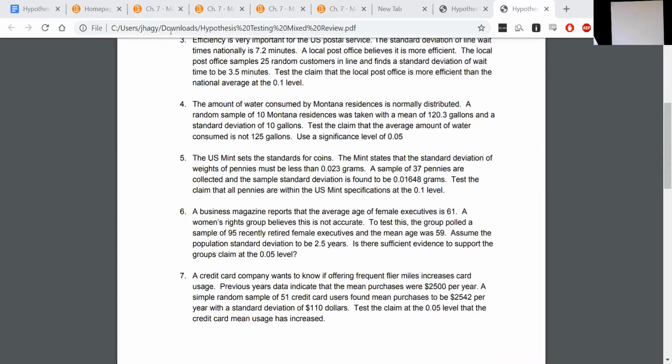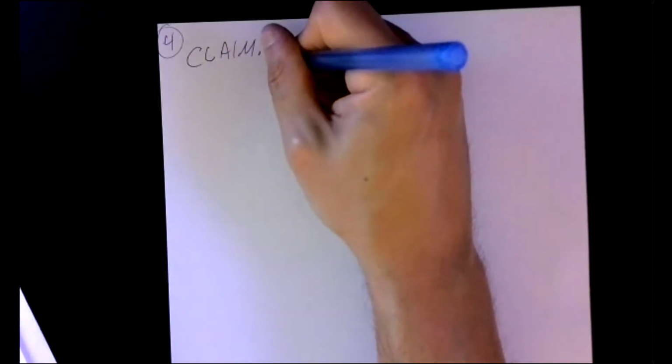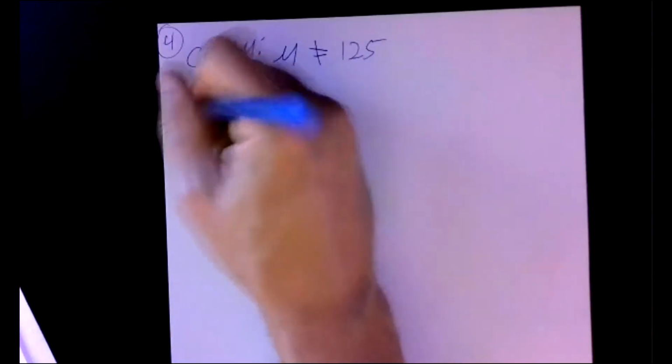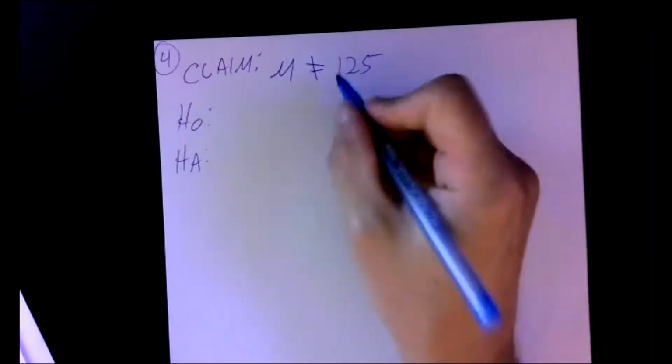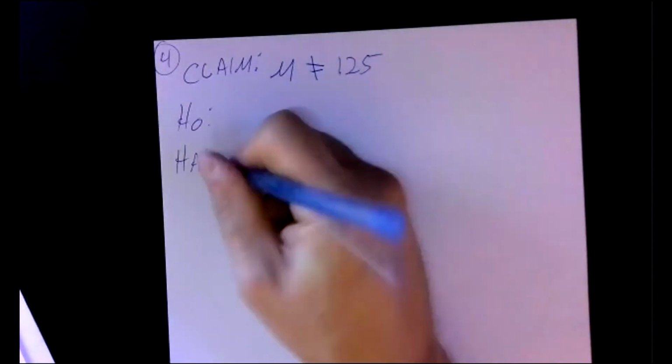Okay. It's clear in this problem that we're talking about mean. They claim the mean is not 125 gallons. State the hypotheses. The claim does not contain equality, so we move it to the alternative.